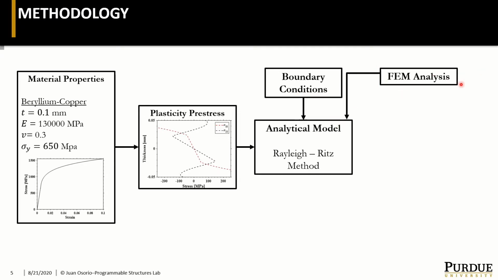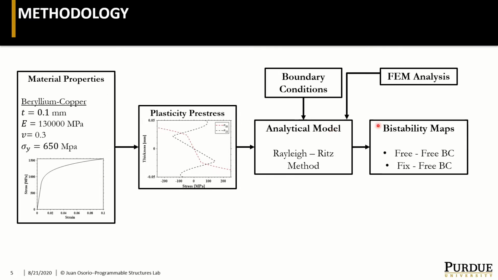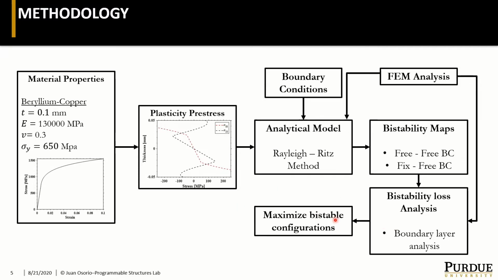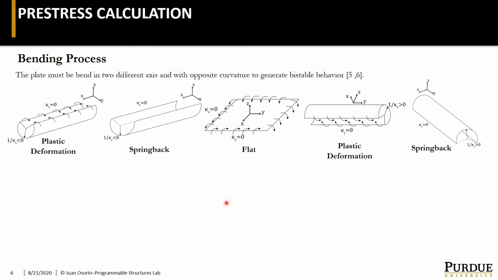Now, for this, we compare it with the FEM analysis to ensure our results, and then we're able to generate our bistability maps with two different conditions, the free boundary condition and the fixed-free boundary condition. With this information, we can analyze why the bistability is lost, also using the FEM analysis, as this gives us more information about what's happening inside the structure. Finally, we came up with a criterion to maximize the possible bistable configurations after you clamp this type of element.